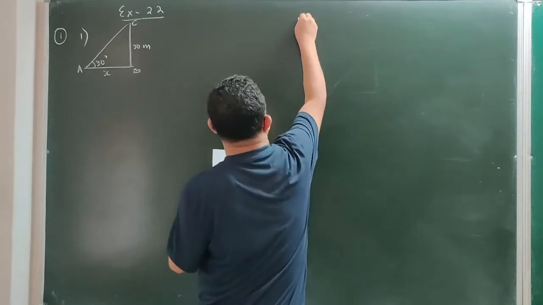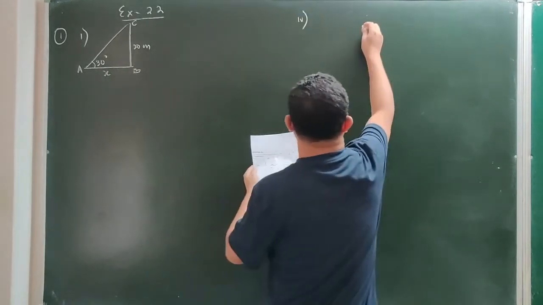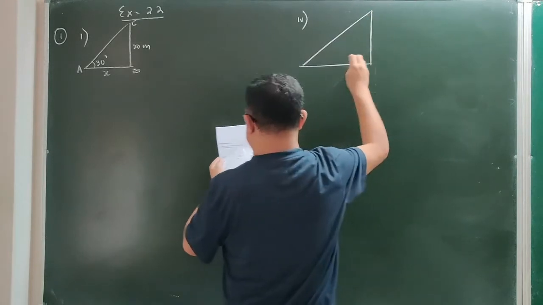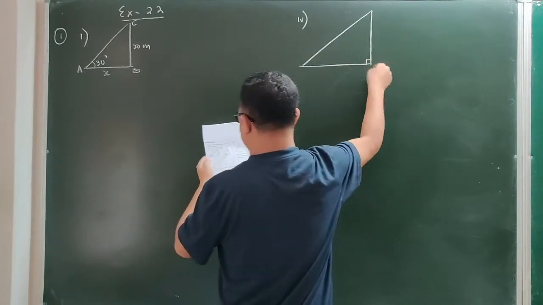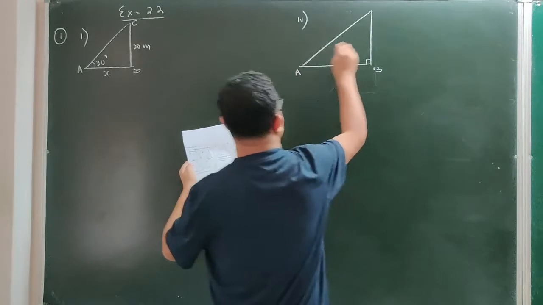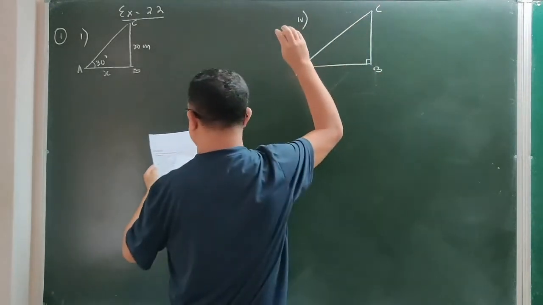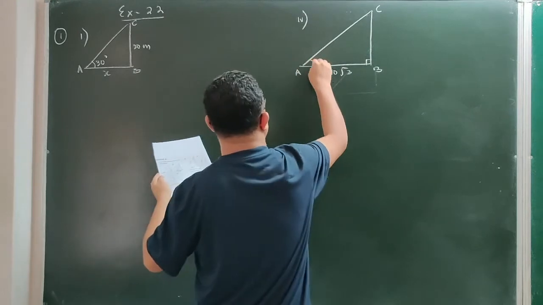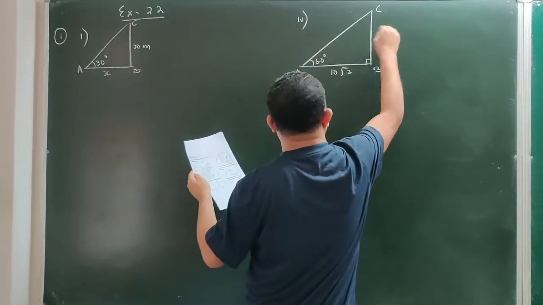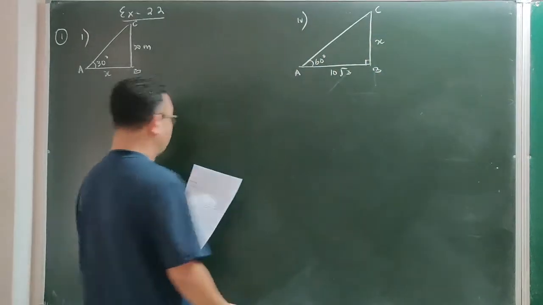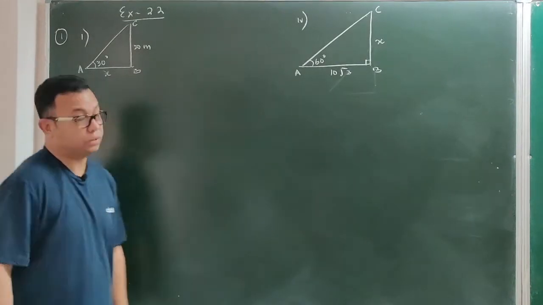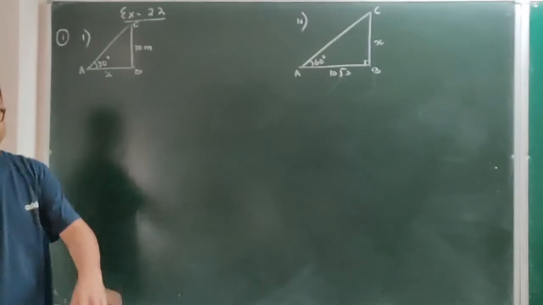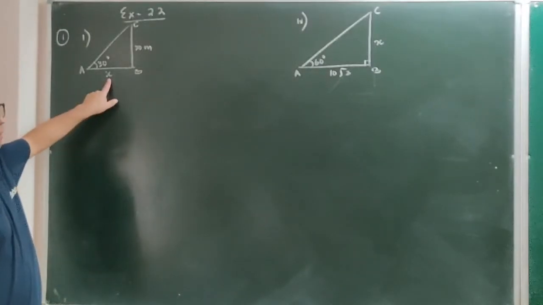Okay, let me take question number 4 also. Question number 4 has a diagram something like this, 90 degrees here, B, A and C. This is 10 root 3. This one is 60 degree, and that is X. So in both the questions you have to find out the value of that missing X. See, just now I have explained to you how we will take X.